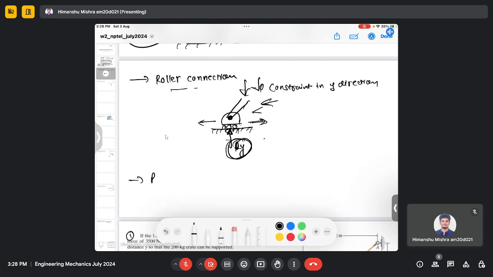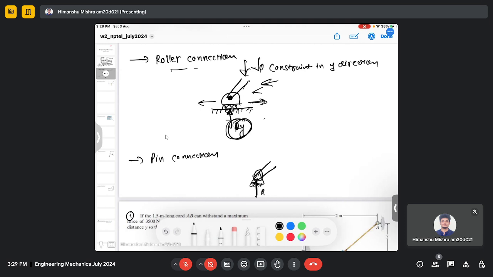Similarly, let's consider a pin connection. So this is our pin connection. Now it cannot move in the x direction and also not in the y direction. So the motion is constrained in both x and y directions, which means there will be normal components of force acting, Ry and Rx. These forces act at this joint with the pin connection, because there is no free motion in either of these directions.